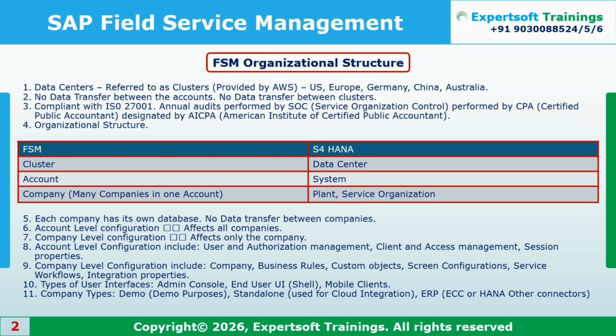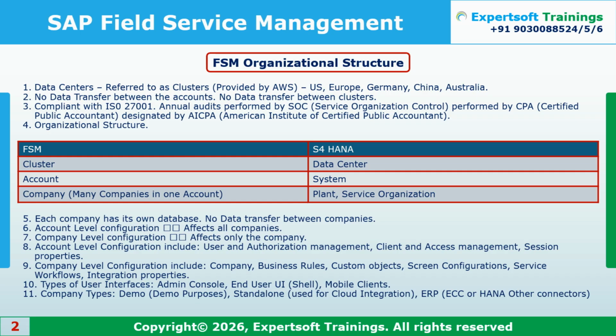Before jumping into admin console, I want to talk about the different company types which are available in the FSM. One is demo company. Demo company is basically a type which will have a predefined set of data which you can play around with in the system, basically for demo purposes. You have a standalone company. Here you can use the FSM standalone, or if you want to integrate your FSM with a public cloud or private cloud application through CPA as a middleware, then you will use standalone as the company type. Okay.